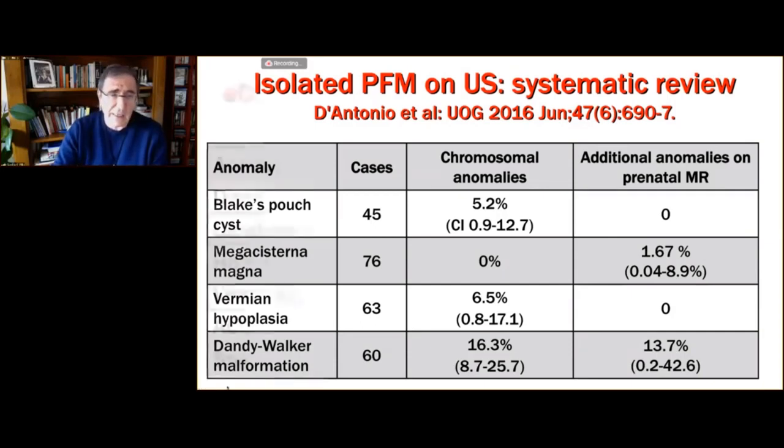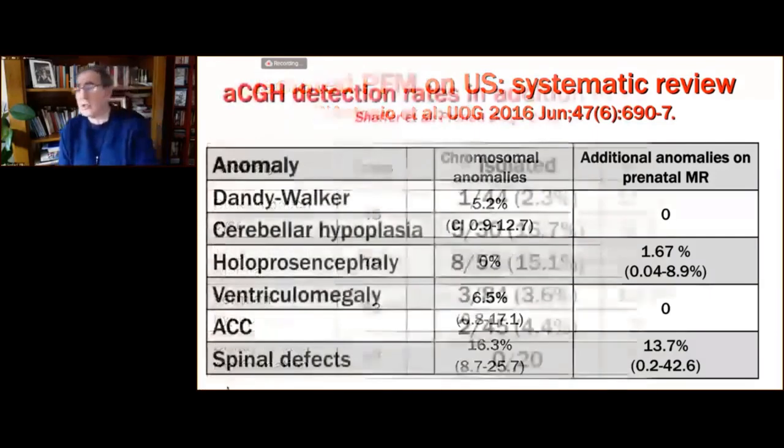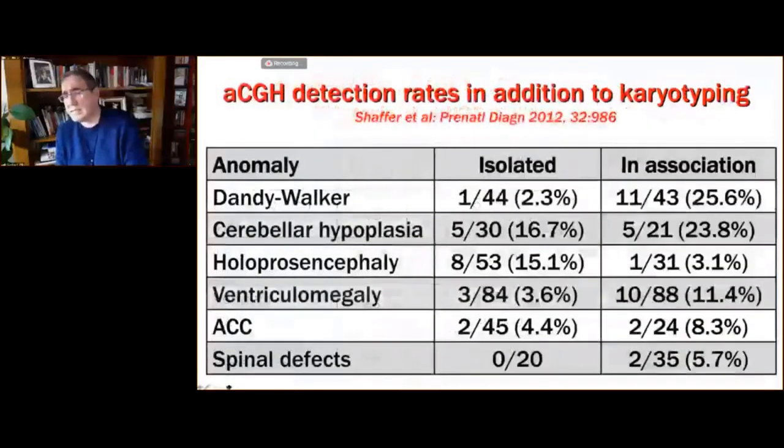Simon has already discussed it. There is a lot of experience in these cases. Whenever you have some type of posterior fossa anomaly, the probability that there are pathological copy number variants is quite high, whether this is associated with other malformations or even if it is an isolated condition.